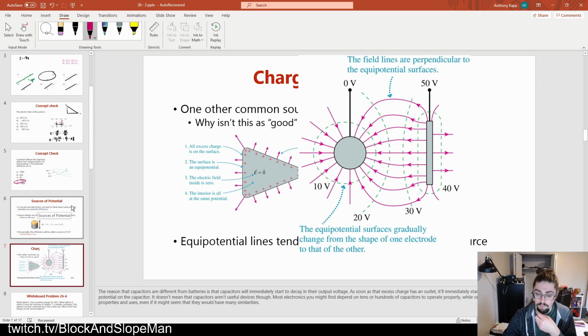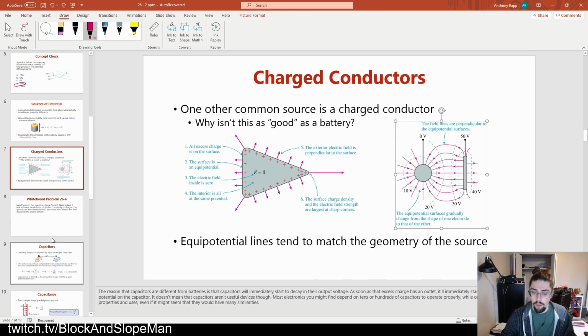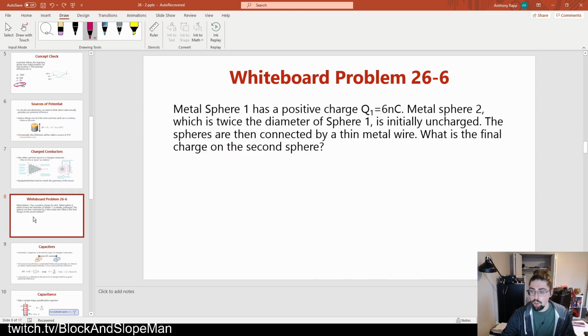So let me make that a little bit smaller. Oh, let's move. There we go. Okay, so let's try this out in a problem. This one's going to be a little bit strange. I've got to give you a warning right off the bat.